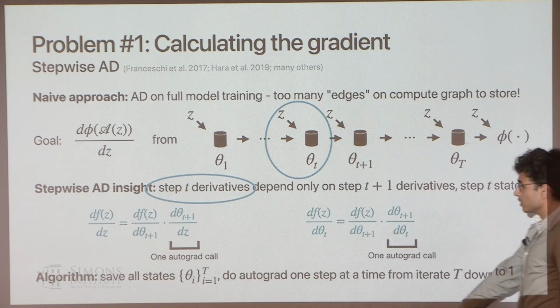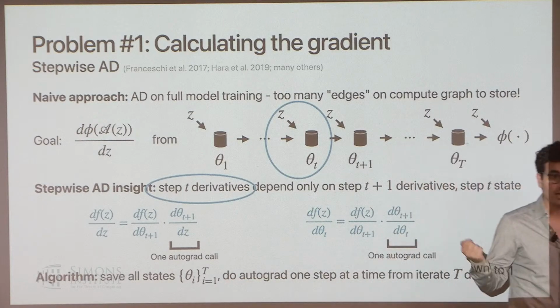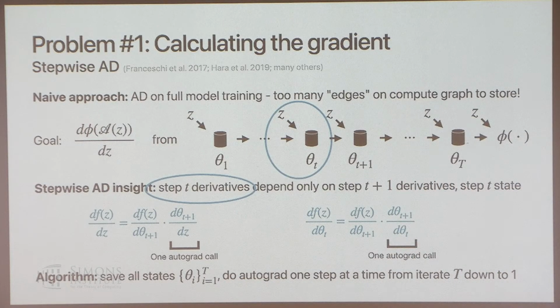Right, so the algorithm here is that I'm going to save all of the states, and then I'm just going to sort of go backwards through them one by one, propagate the gradient through each one.